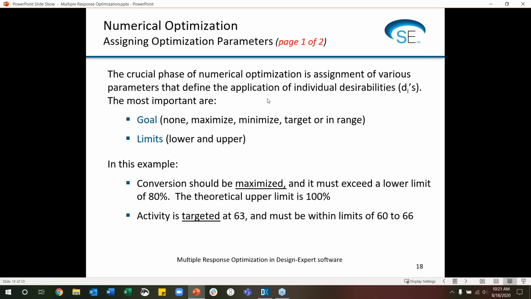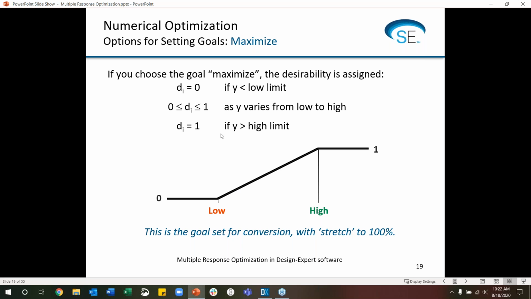Okay, so setting the criteria well is the critical part of numerical optimization. We want to define the goal. We want to define the limits.